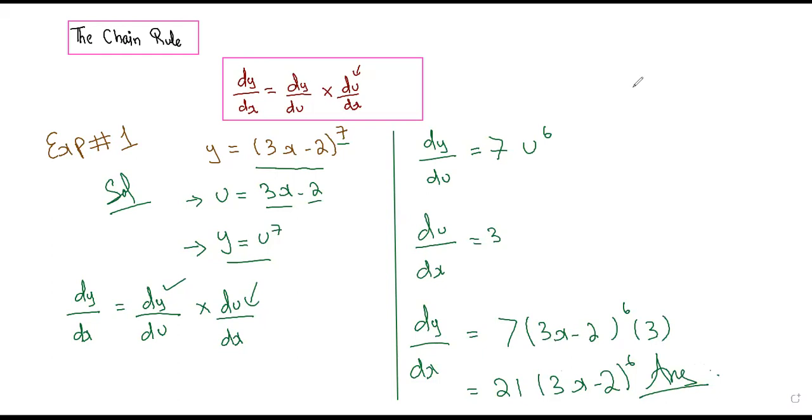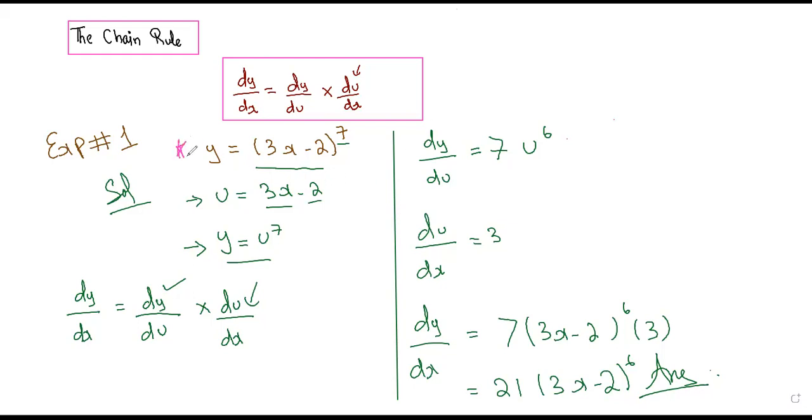Okay, now I will repeat. Either you can do it directly, okay, either you can think about such questions this way. Okay, all right. Haris, what you have written says 7 into 3x minus 2 to the power 6, okay, you need to multiply the derivative of the bracket as well. So this derivative is wrong, what you have written, okay, that is wrong, okay.